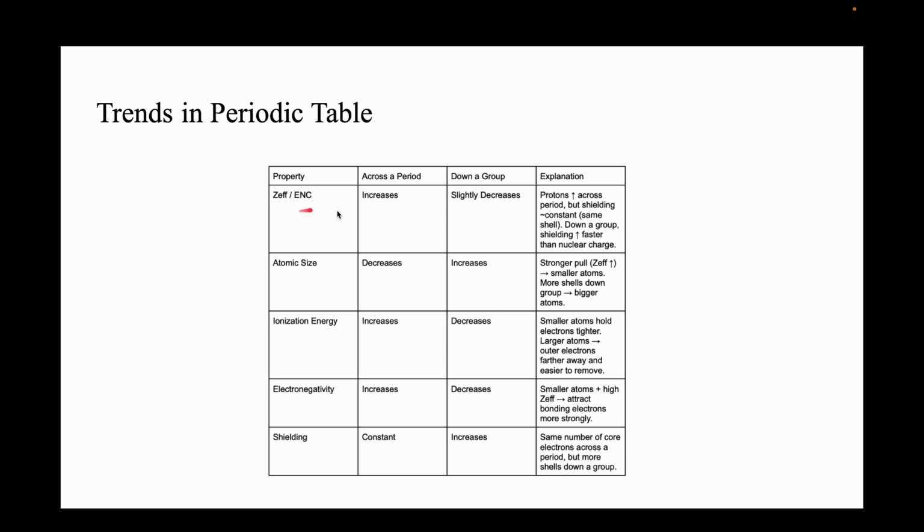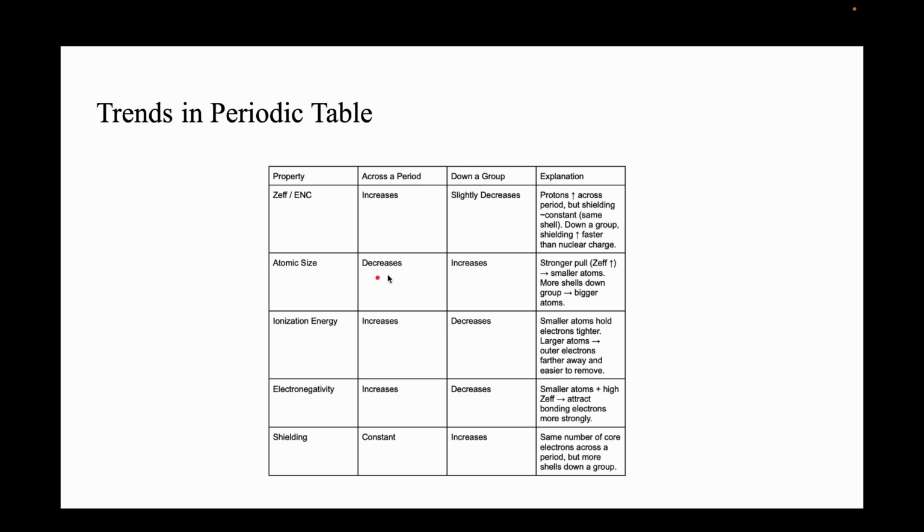So here we have Z effective. It increases across a period and slightly decreases down a group. It increases across a period because protons increase, but shielding remains the same. Down a group, shielding increases faster than the nuclear charge, which is why it decreases down a group.